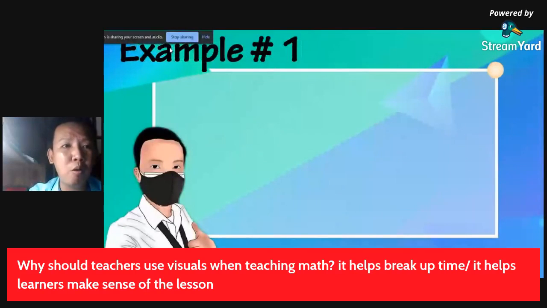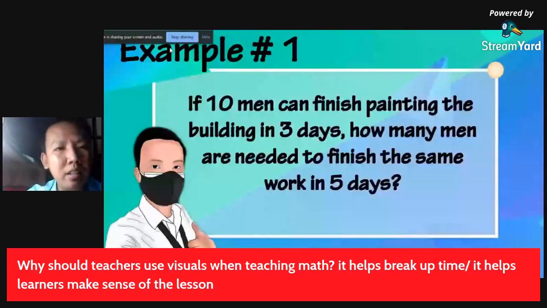So let's have example number 1. If 10 men can finish painting the building in 3 days, how many men are needed to finish the same work in 5 days? If you observe, there is an increase in the number of days. Since it is about indirect or inverse proportion, we are expecting that the number of men who will work on the same work stated in this problem will decrease.